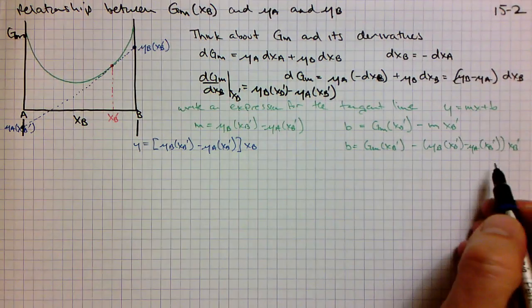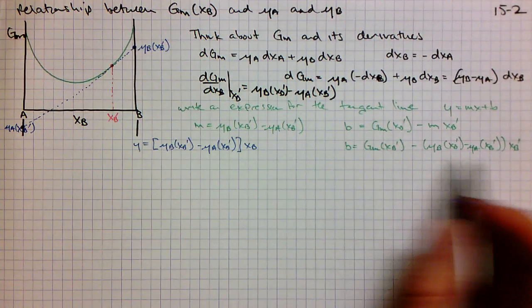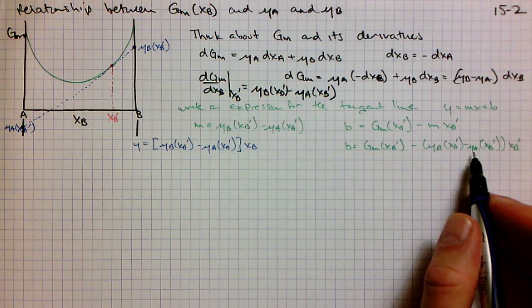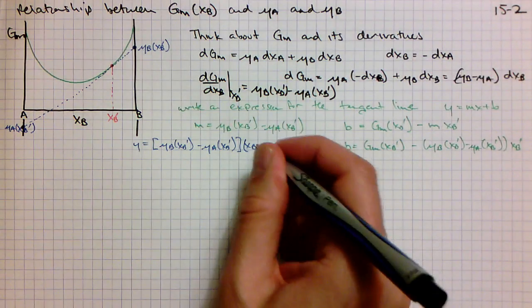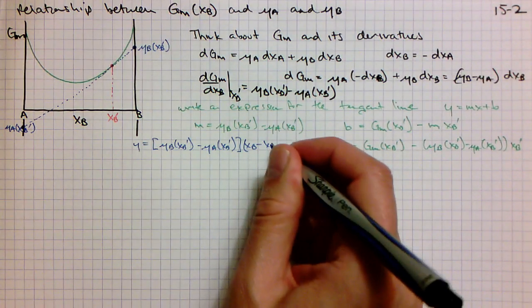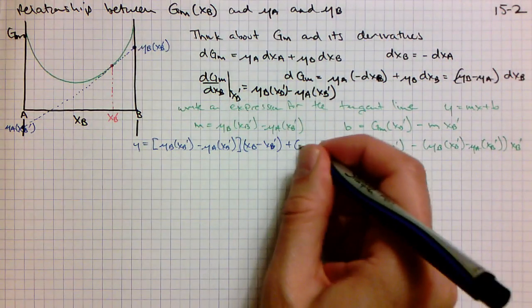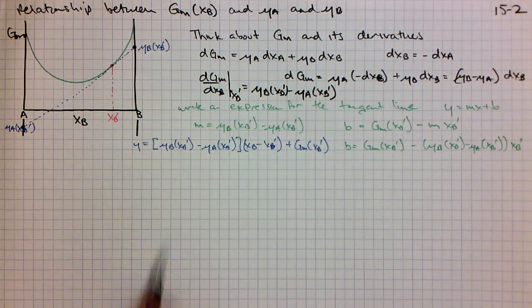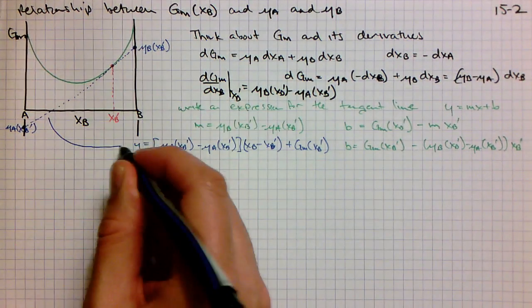That's our x. And then we're going to add b, which is another mu b minus mu a, times xb minus xb prime, and then we have our plus gm at xb prime. Okay, so this is our expression that gives us the equation for this line.